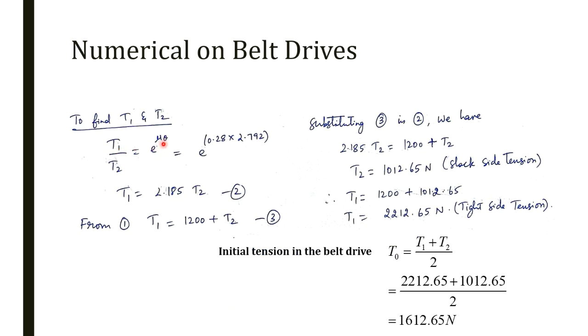They have given mu and theta. So take the ratio of belt tension. Consider the formula T1 by T2 is equal to e power mu theta. Substitute for mu and theta. Mu is given as 0.28 and theta is given as 2.792, so that is in terms of radians. So from here, when you simplify e power mu theta, e power 0.28 into 2.792, you will get it as 2.185, and T2 you just transfer it to the right hand side, you will get T1 is equal to 2.185 T2. That is your equation number 2.